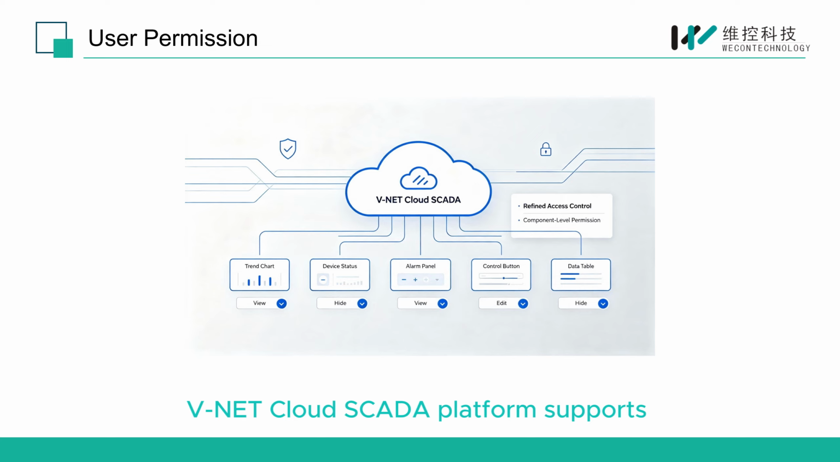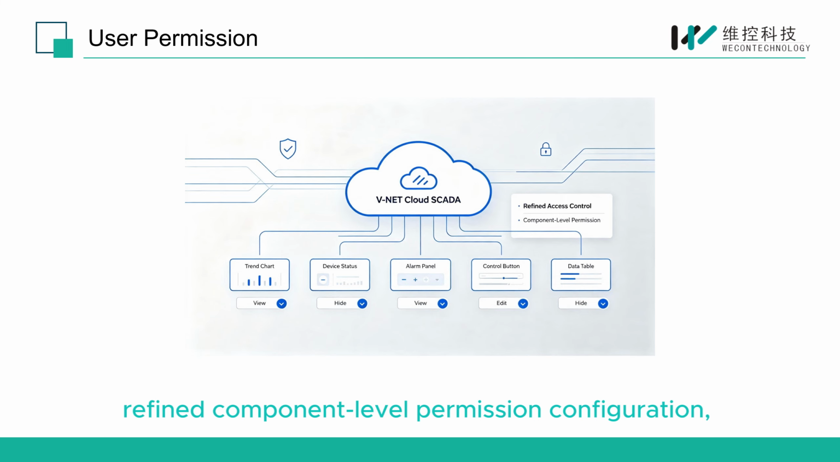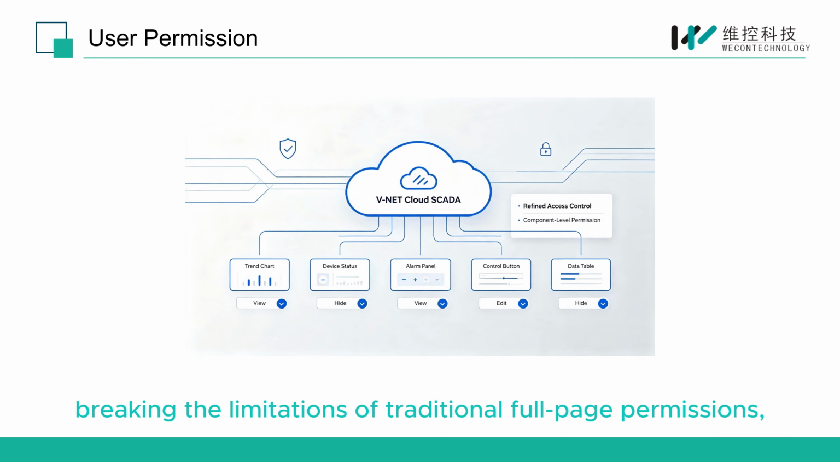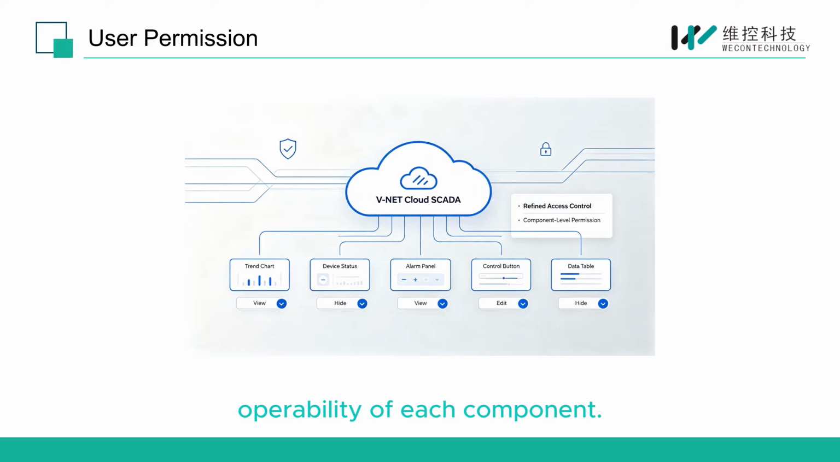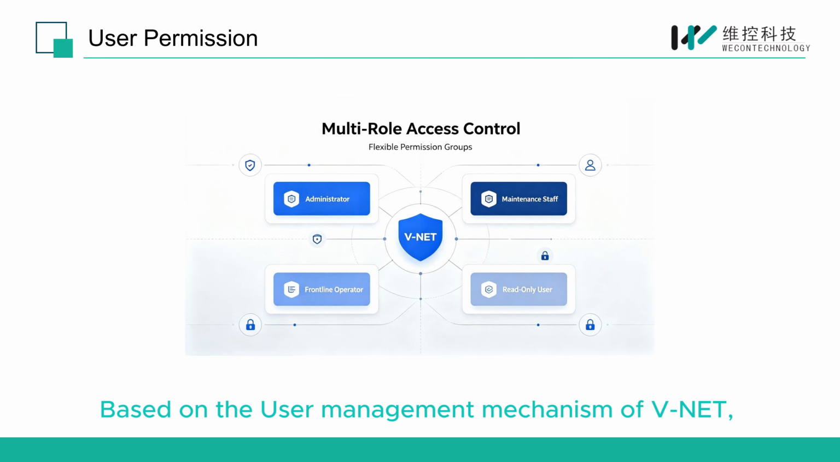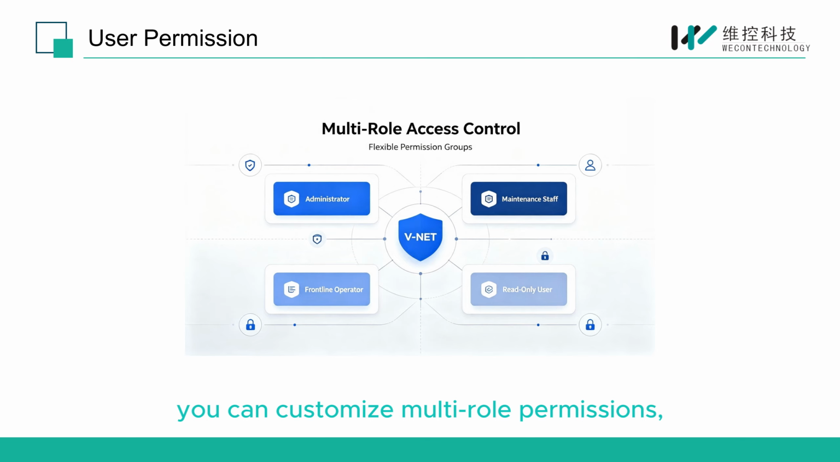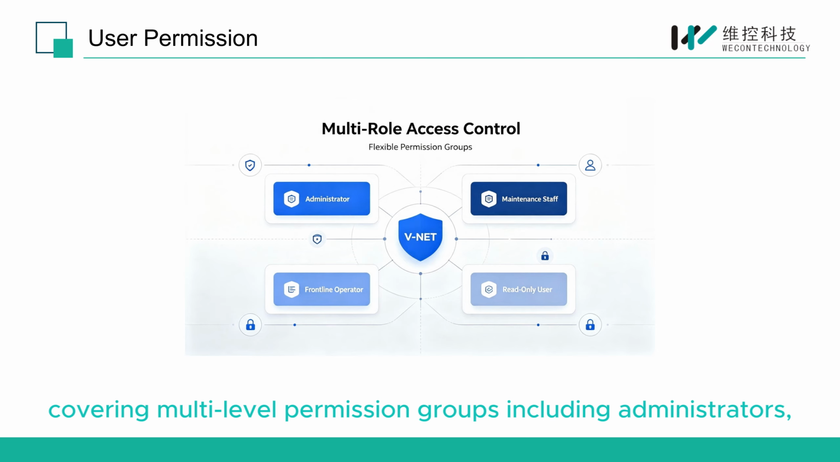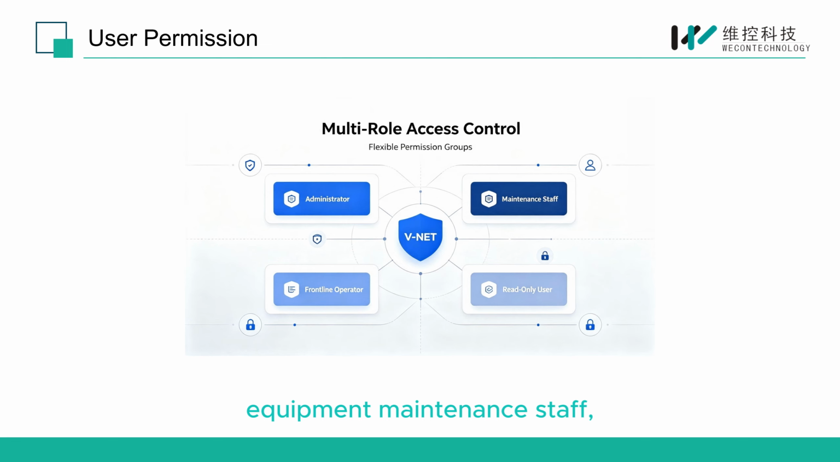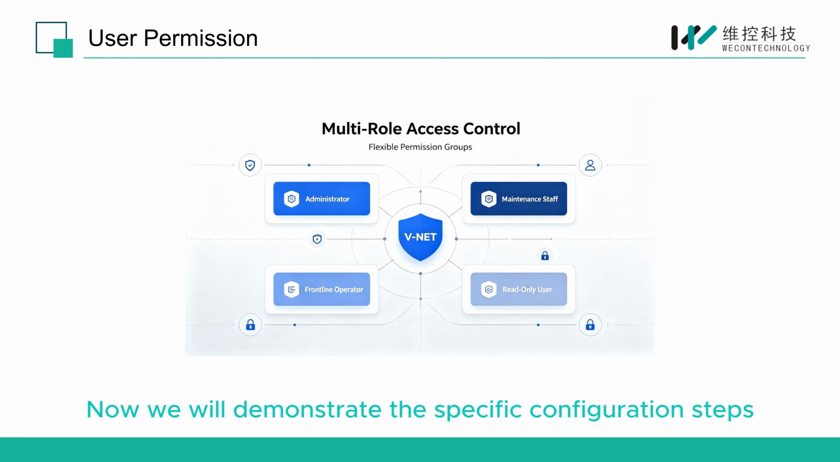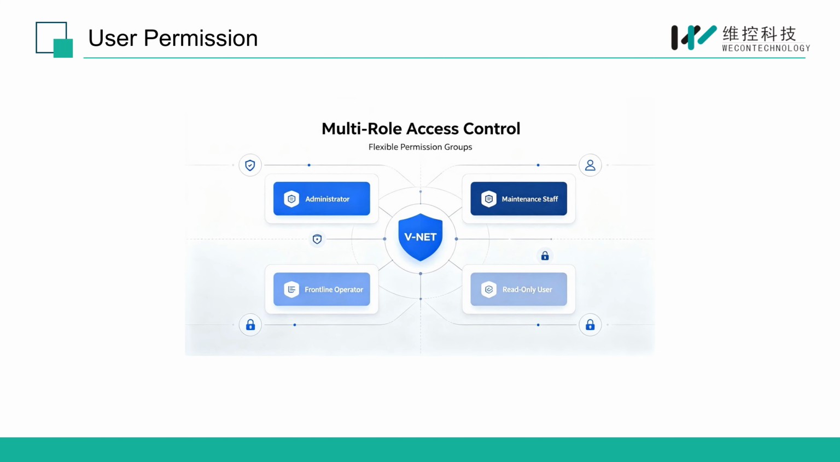VNet Cloud SCADA platform supports refined component-level permission and configuration, breaking the limitations of traditional full-page permissions and accurately controlling the visibility and operability of each component. Based on the user management mechanism of VNet, you can customize multi-role permissions, covering multi-level permission groups including administrators, equipment maintenance staff, frontline operators, and regular read-only users. Now we will demonstrate the specific configuration steps and actual running results.